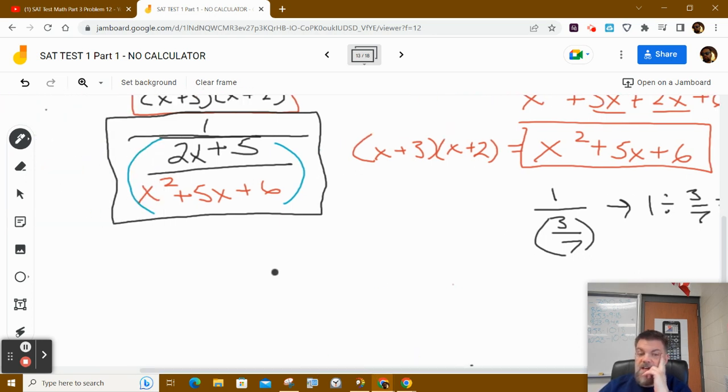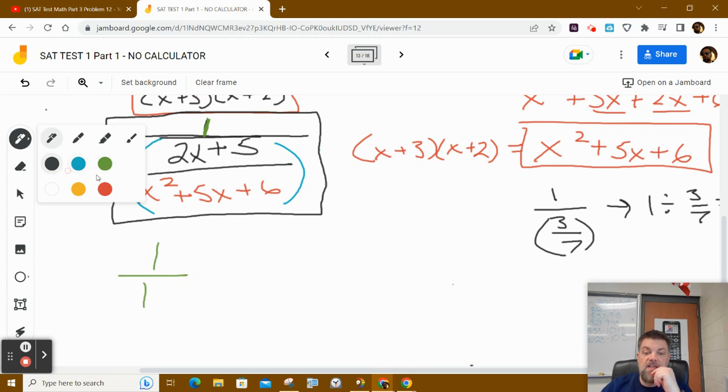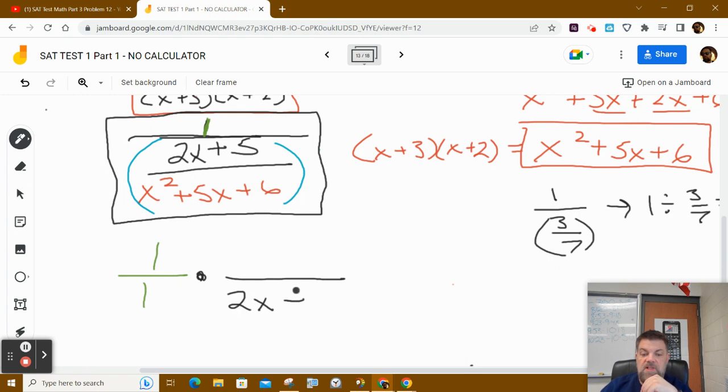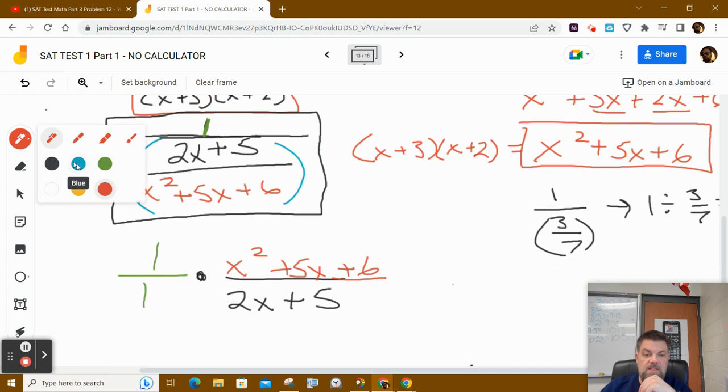So over here, let me show you what I'm doing. I'm going to take this 1 and write it as a fraction, 1 over 1, right? Isn't that the same as 1? And then instead of dividing, I'm going to multiply that by the reciprocal, which is 2x plus 5 all over x squared plus 5x plus 6. Is that right? Yeah.